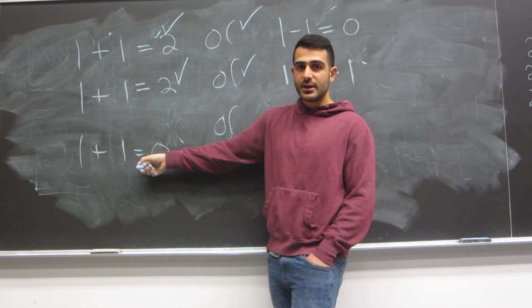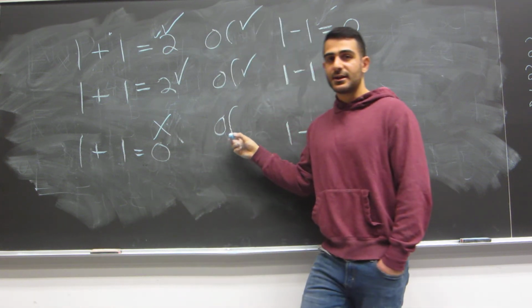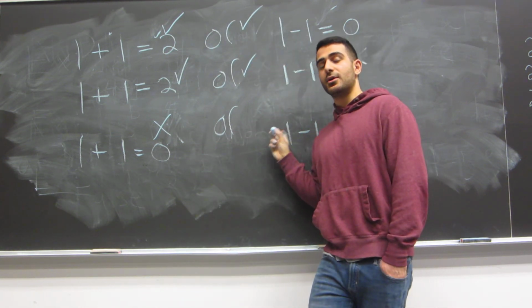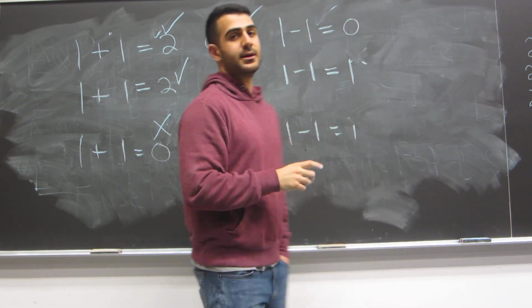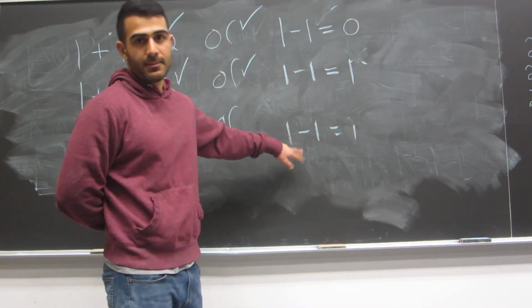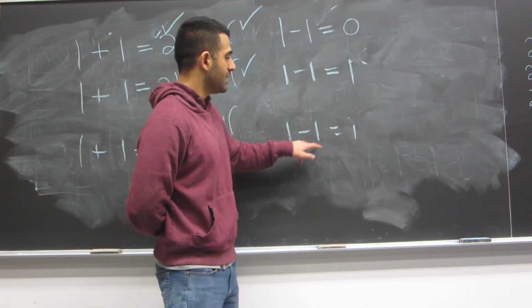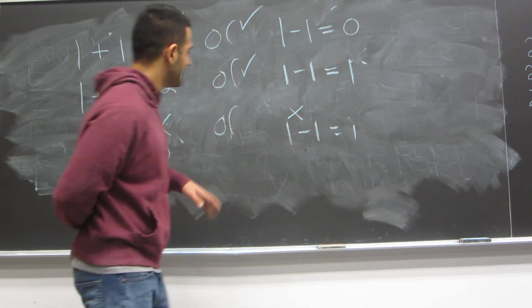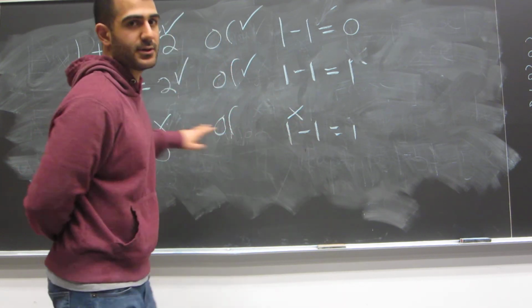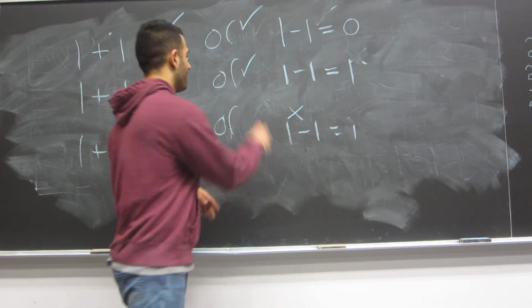Is 1 plus 1 equal to 0? No. Now, this OR statement could still be true if the second part is true, because the OR statement only asks for one to be true. Well, let's check. 1 minus 1 is not equal to 1. 1 minus 1 is 0, but it says 1. So this is false. Since both parts are false, this OR statement is false as well.